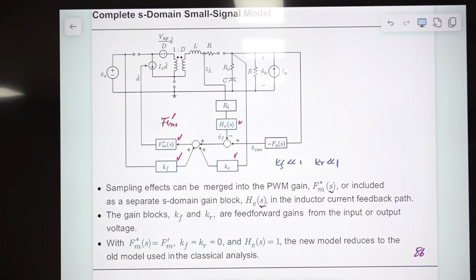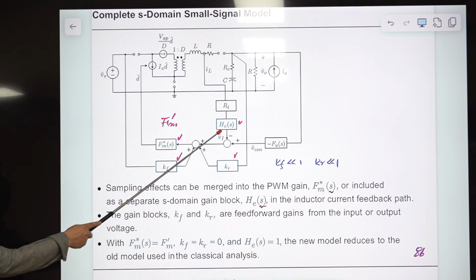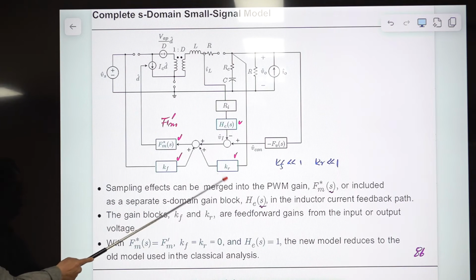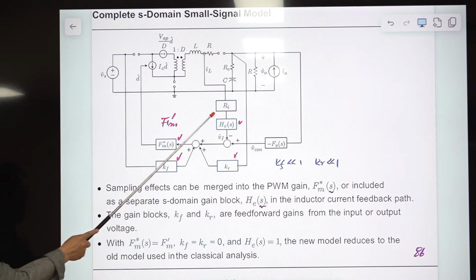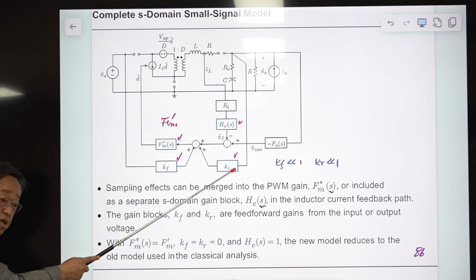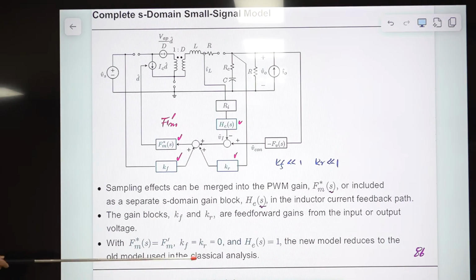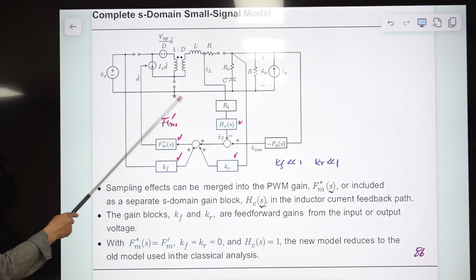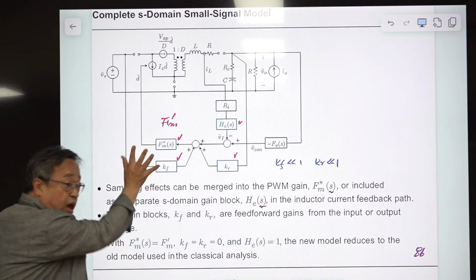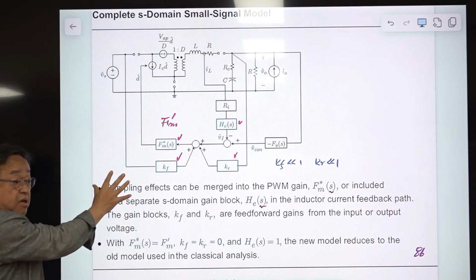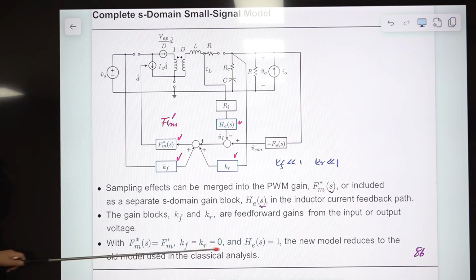Suppose this is 1, this is 0, this is 0, and this is FM star. No, FM prime. That is the classical analysis. So these are add-ons. This changes here, and this one is an add-on. It's not entirely new. The new analysis uses the frame of the classical analysis, and they added some blocks here as add-ons, in the past. But you realize that for this case, this becomes the classical model.